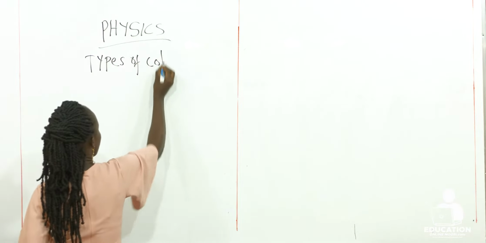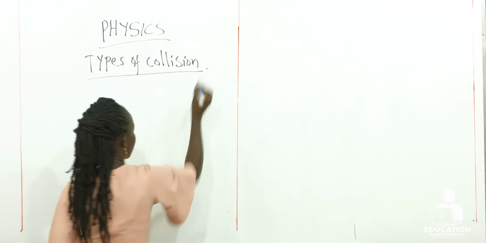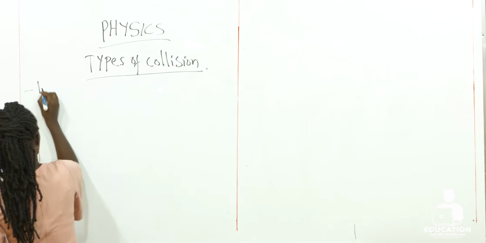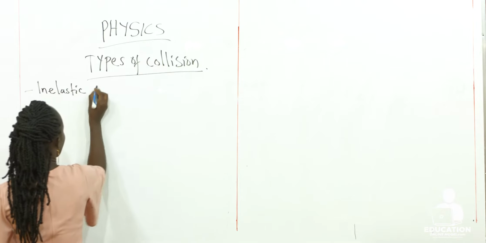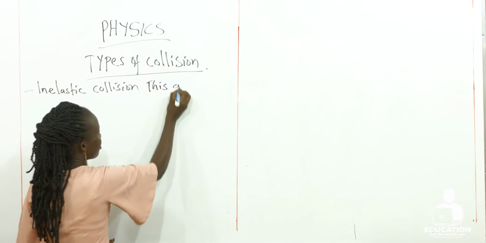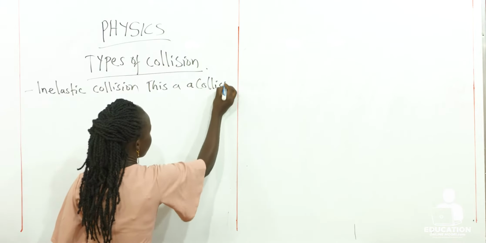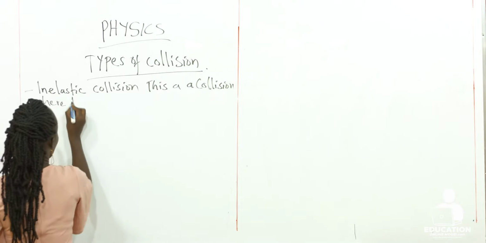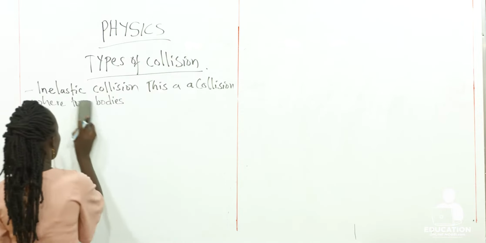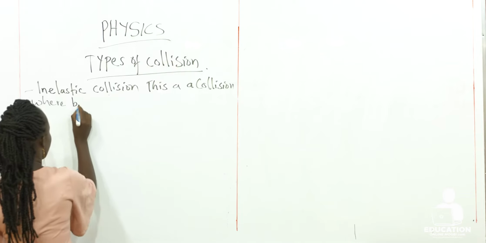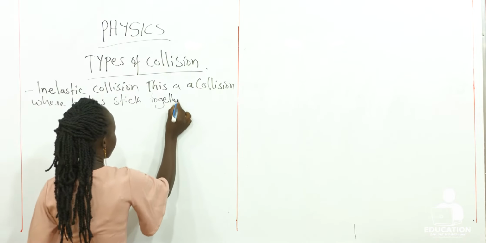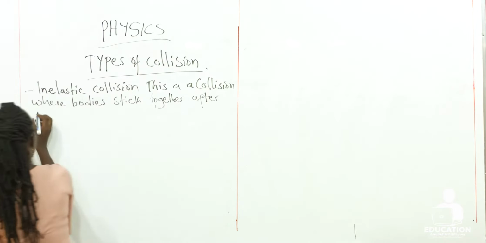Types of collision. We say there are two types of collision, where we have the inelastic collision, where we say this is a collision where two bodies, it can be two or more than two, so let's just talk of bodies, stick together after collision.